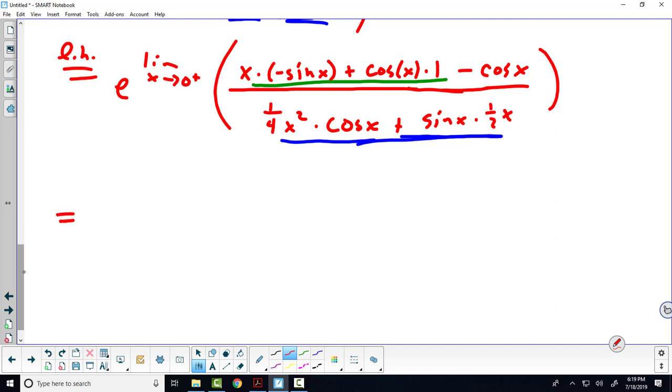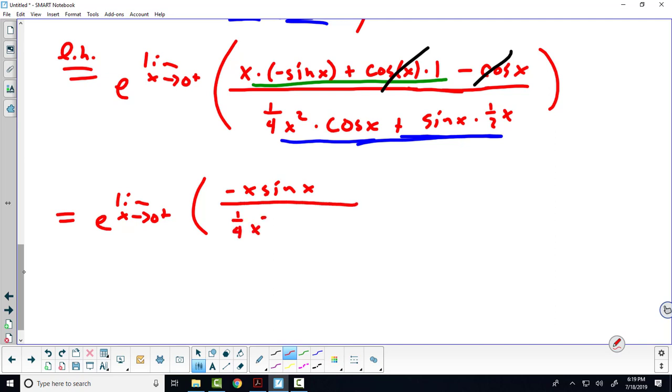What do we have here? Well, let's take one line to clean this up slightly. We get e to the limit as x approaches 0 from the right. Notice I've got a cosine term right here that cancels with that cosine term there. This gives me minus x sine x all over 1/4 x squared cosine x plus 1/2 x sine x.